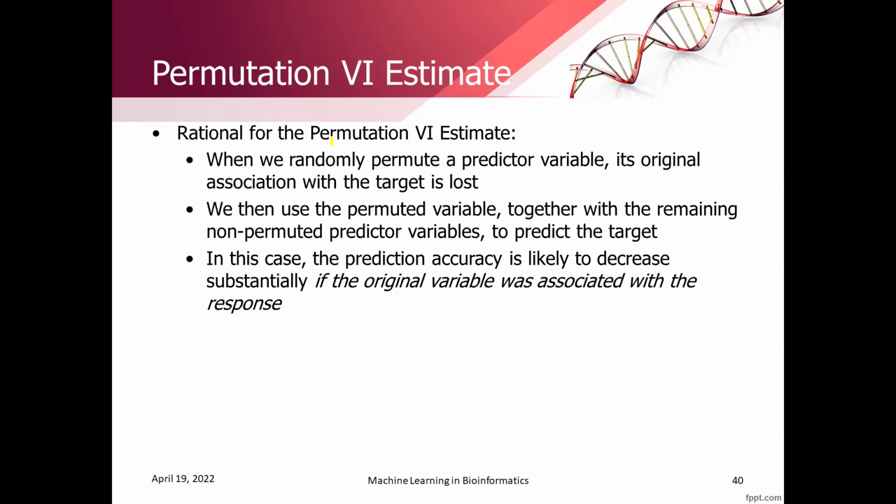So why could this permutation variable importance work? When we permute the predictor variable, then the association between the original attribute and the target attribute is lost. And if there was some association, this should break the classifier. If there is no association, then the classifier is not influenced, and the attribute is not important.